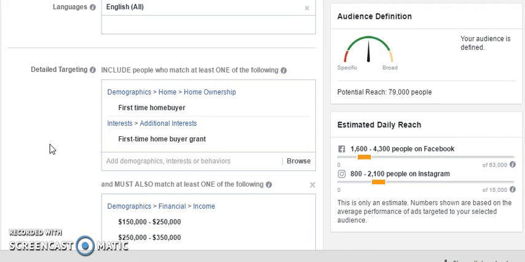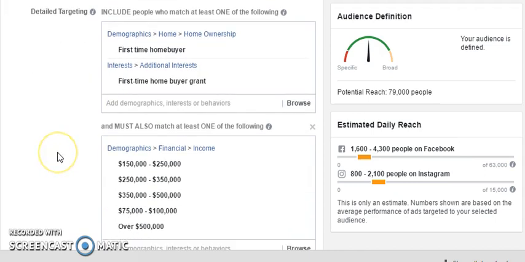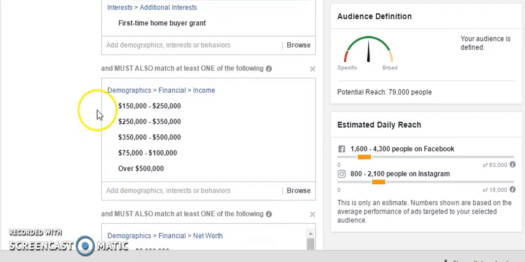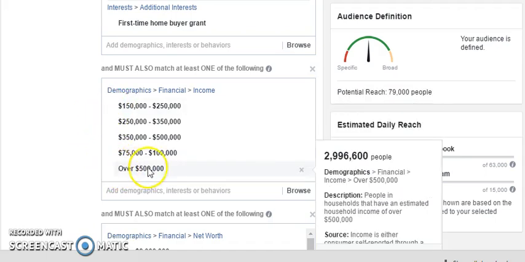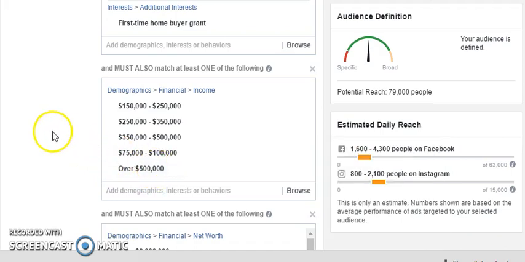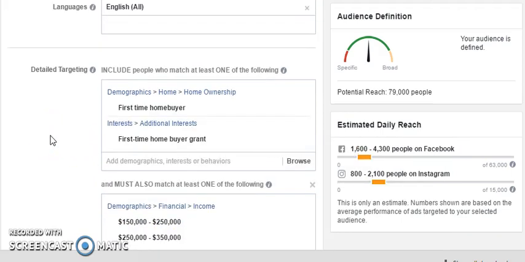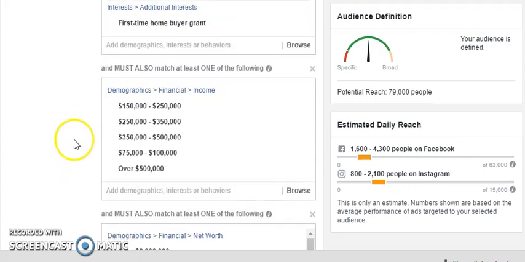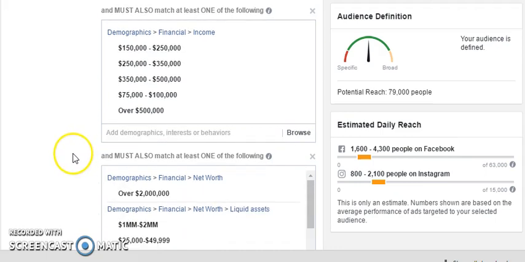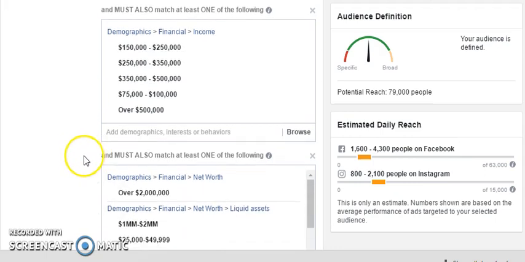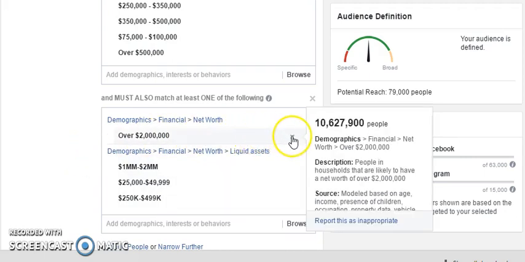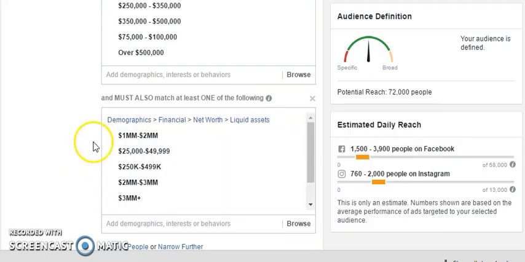This is great right now, and I also set it up, I narrowed it down even further. So they have to be either highly likely to be a first-time home buyer or interested in the grant, and they must also have an income of, and you can change this, at least 75,000 up to and over 500,000. So that means they're going to be first-time home buyers that have a job and an income of at least 75,000 up to over $500,000. And I even narrowed it down further, and we can take this out, the net worth, which you could put in there.